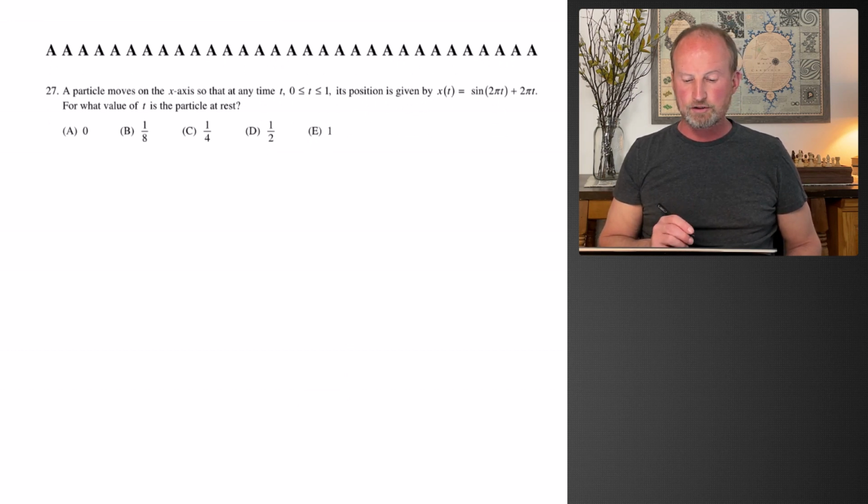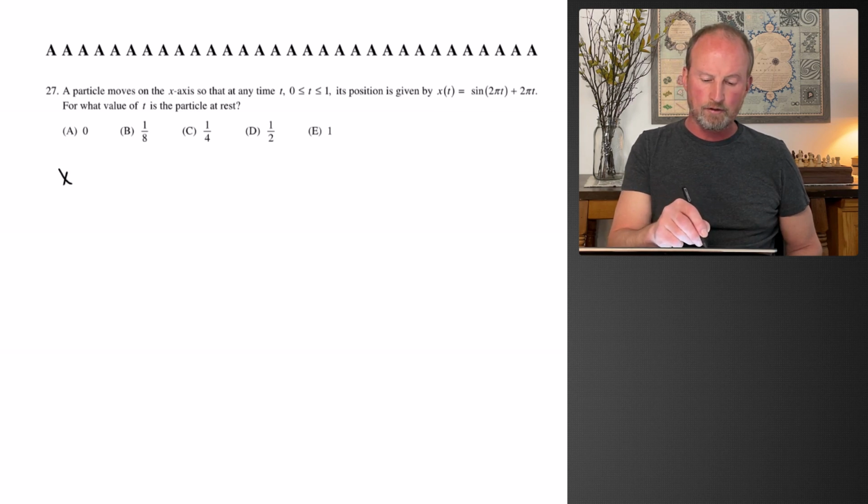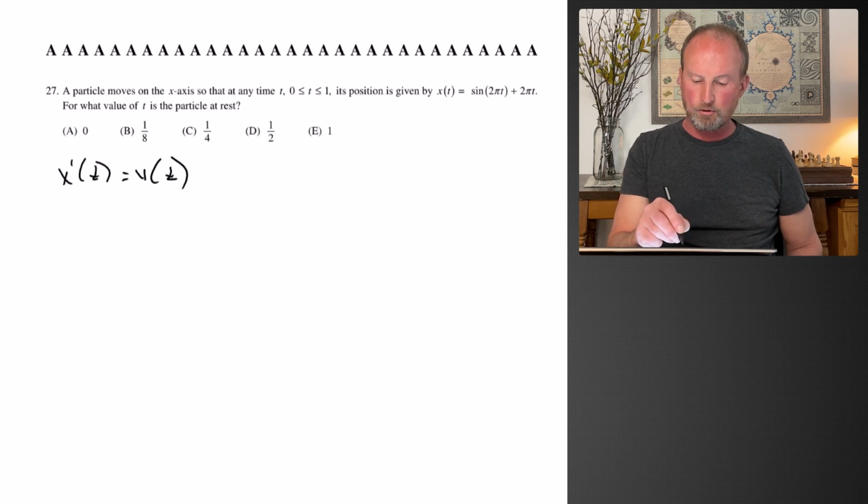A particle moves along the x-axis so that at any time t, the position is given by x of t equals that mess. For what values is the particle at rest? Particle at rest. When is my velocity equal to 0? So how do I go from position to velocity? I take the derivative. The derivative of sine is cosine. The derivative of my inside function is 2 pi. The derivative of 2 pi t is just 2 pi.